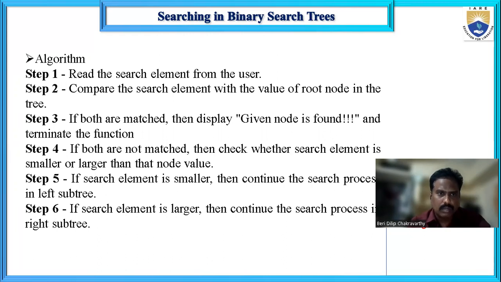Binary search tree algorithm: read the search element from the user. You are going to find what element to search, and take that input. Second step, compare the search element with the value of the root node. If both match, then we display that the element is found. If both do not match, then check whether the search element is smaller or larger. If it is smaller, my search proceeds to the left subtree. If it is larger, then the search continues in the right subtree.